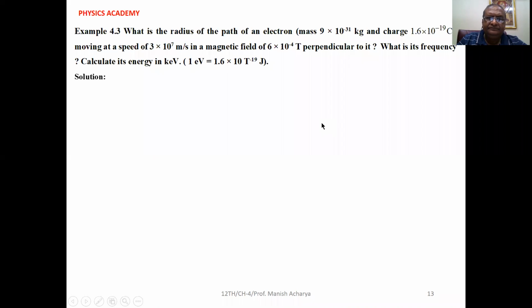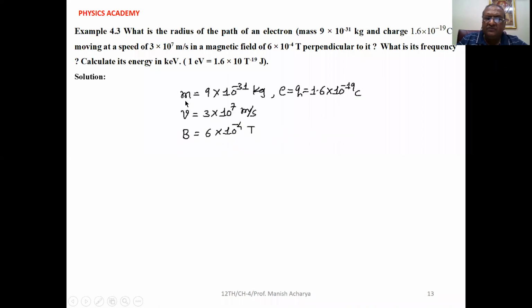Now see, mass of the electron is 9 into 10 raised to minus 31 kilogram, charge of the electron is 1.6 into 10 raised to minus 19 coulomb, the speed with which it is moving is 3 into 10 raised to 7 meter per second, and the magnetic field B is equal to 6 into 10 raised to minus 4 Tesla, that is given to you. Okay.